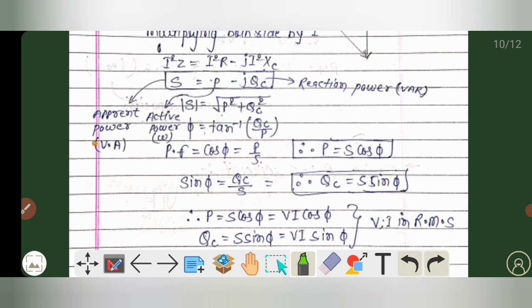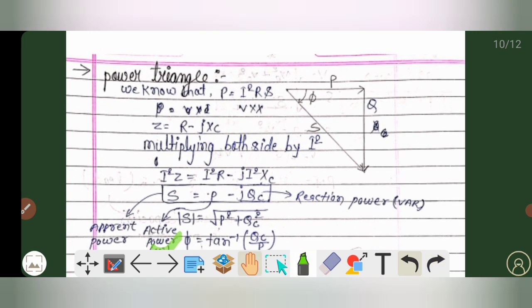Now my dear friends, if you want to calculate the value of tan phi from the given power triangle, then it will basically come out to be Q_C by P. And if you want to calculate the value of phi from here, then that will basically be tan inverse Q_C by P. Now my dear friends, if you want to calculate the value of power factor from this given triangle, then that will basically come out to be P by S, my dear friends.